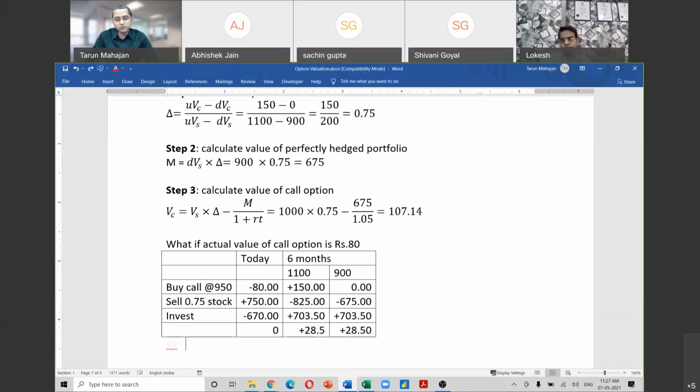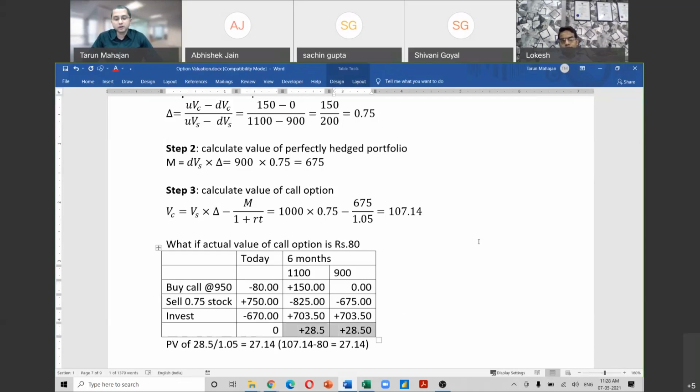If I calculate present value of this positive return, present value of 28.5 will be 27.14. And see the beauty, 107.14 is the ideal price, 80 rupees is the actual price. So the option is undervalued by 27.14, and that's why you're getting a profit of 27.14. Moral of the story, if the market disregards this formula, there will be disequilibrium. People will do arbitrage and eventually the price will reach equilibrium, which is suggested by this formula.